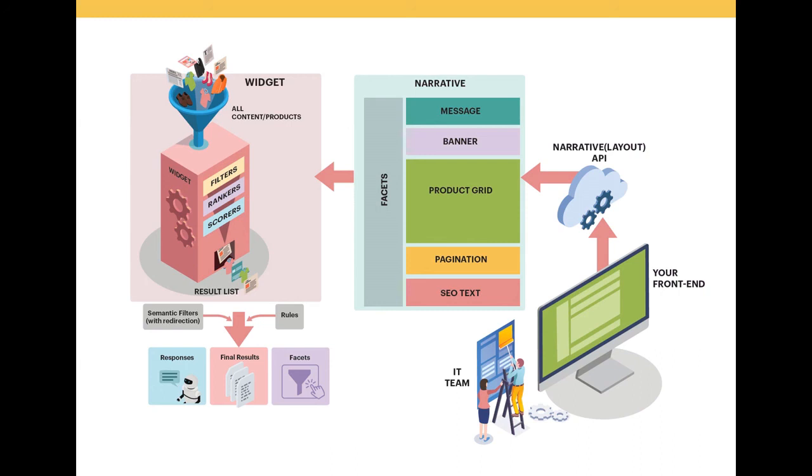And the narrative API always calls a widget. So the idea is that we call a widget, there is a selection which is done dynamically to decide which narrative should be displayed for that widget. The widget results are calculated, the narrative layout is computed, and everything is returned through the narrative layout API.